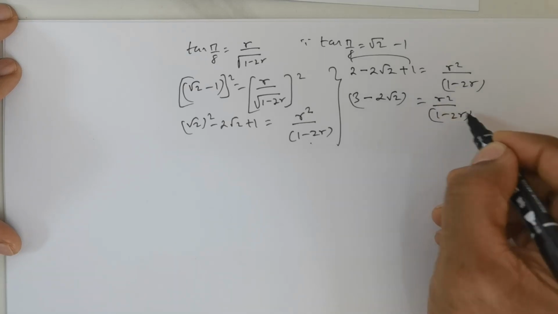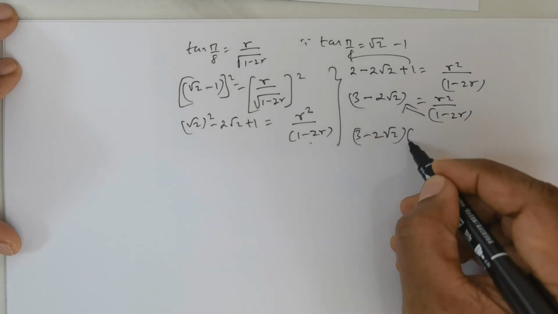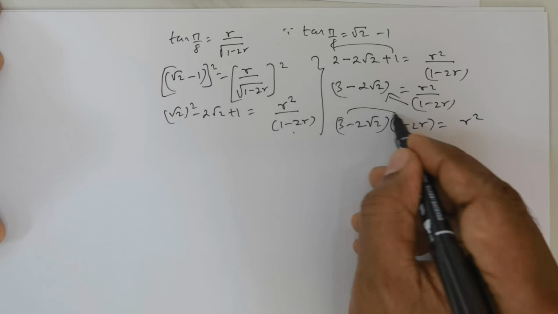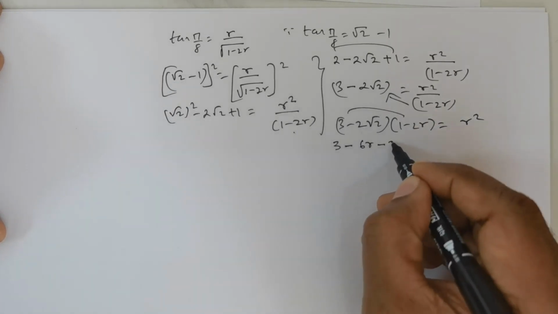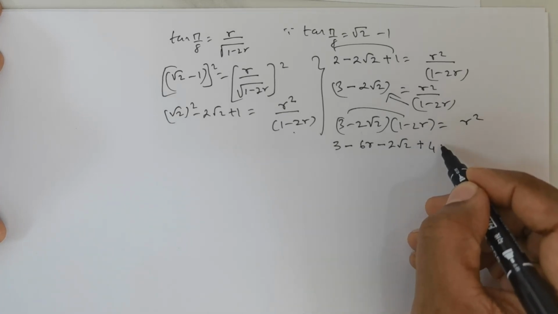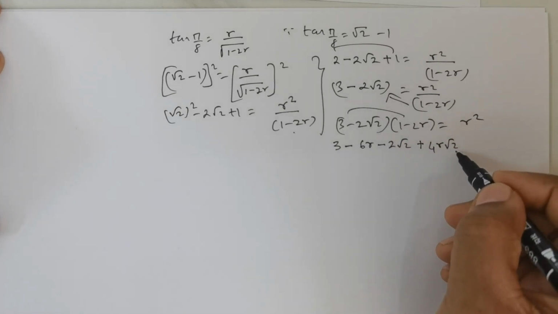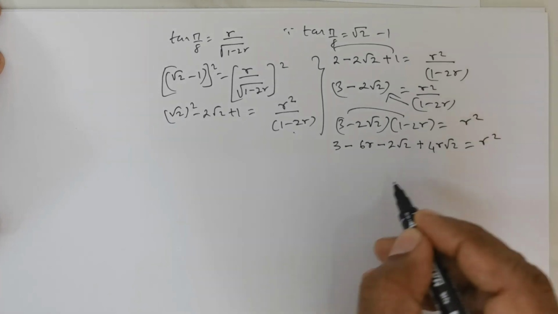Now you add these two, you get 3 - 2 times root 2 is equal to R squared divided by 1 - 2R. You cross multiply, you get (3 - 2 times root 2) times (1 - 2R) is equal to R squared. You distribute it, you get 3 - 6R - 2 times root 2 + 4R times root 2 is equal to R squared.